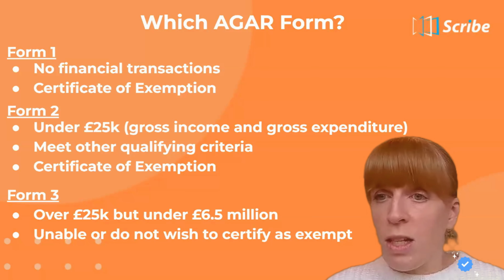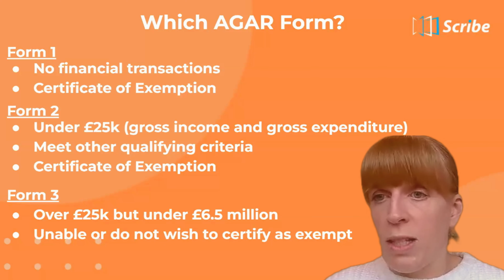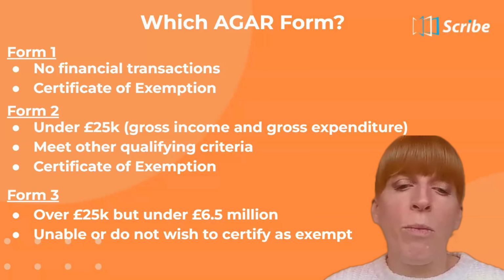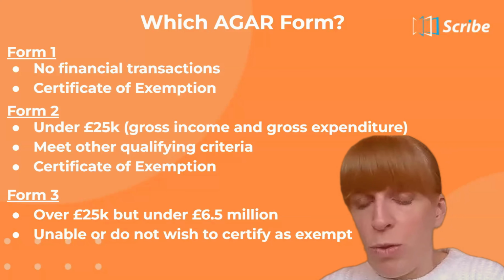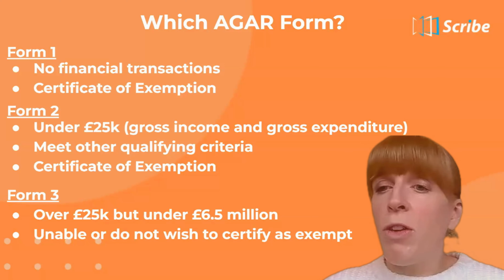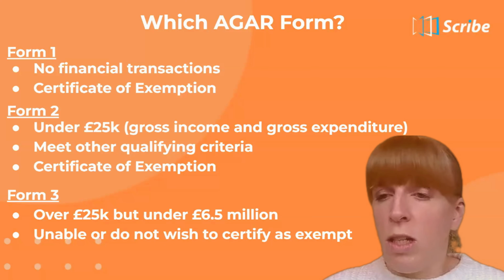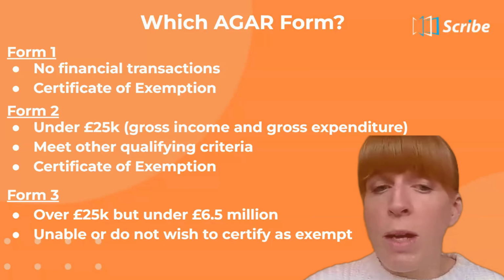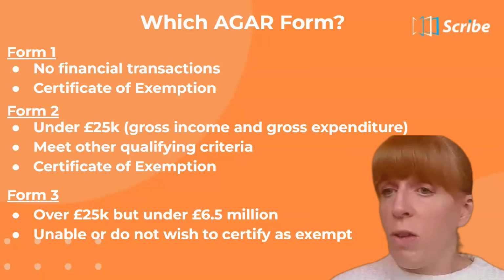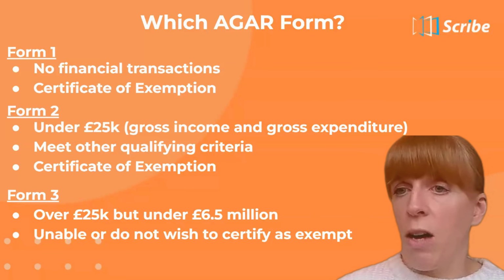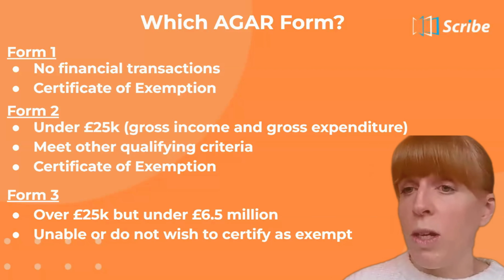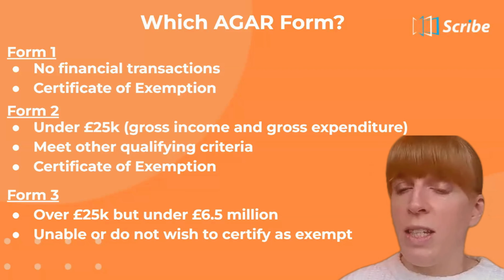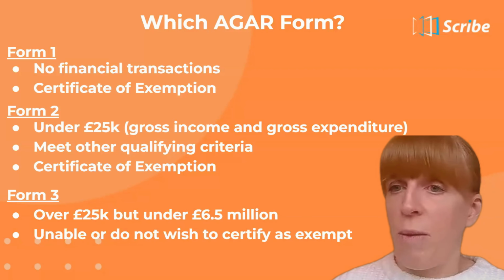Whether or not you send it to the external auditor will relate to whether you can complete the certificate of exemption. And then Form 3 is if you're over 25k, under 6.5 million, which I'm sure that you all are, or if you are unable or do not wish to certify as exempt. So it's possible that if you meet the criteria, but your council said, actually, we would like to send the AGAR off and have it formally reviewed and signed off by the external auditor, you can still choose to do so. Obviously, there's an external audit fee to pay for that process.